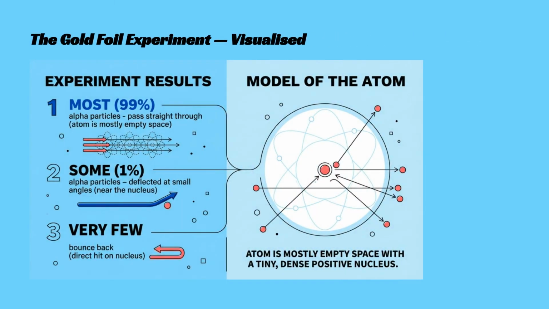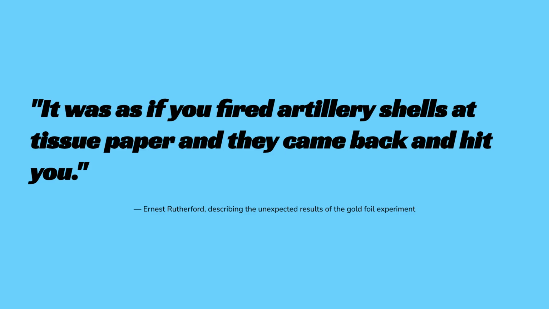This visualization shows the experiment's results alongside the proposed model. The path of the alpha particles confirms that the atom is not solid, but rather consists of a tiny, dense, positively charged nucleus surrounded by vast empty space. Rutherford himself famously described the surprising results. It was as if one fired heavy artillery shells at tissue paper and they bounced back to hit the shooter.